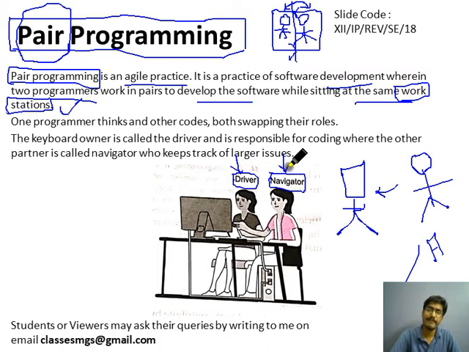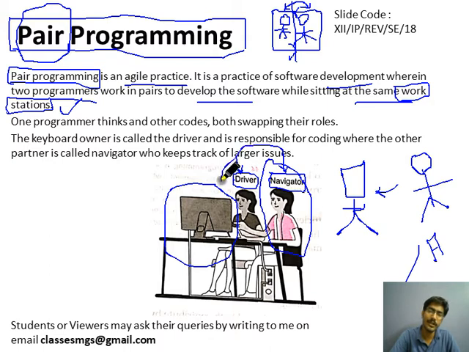Here the driver will not drive like a car. In pair programming, the driver will write the code and the navigator will guide how to write this code, or will review the code written by the driver. And these roles are interchangeable. Let's suppose for 2 hours he is the driver, and after 2 hours she will become the driver and he will become the navigator. The roles of driver and navigator are interchanged over a period of time.